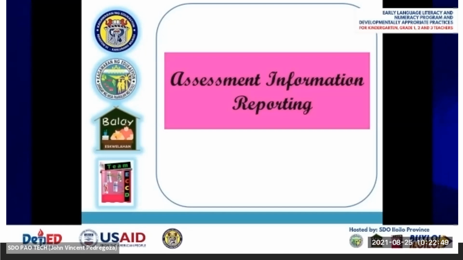Assessment information reporting helps teachers understand individual strengths and weaknesses, and it leads to identification of possible learning difficulties and disabilities and facilitates planning for early intervention.